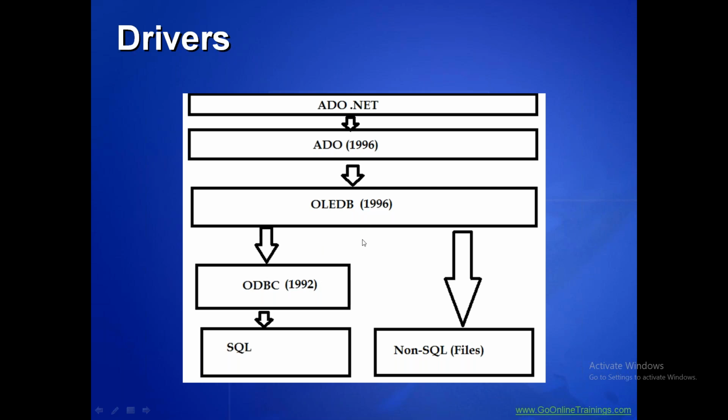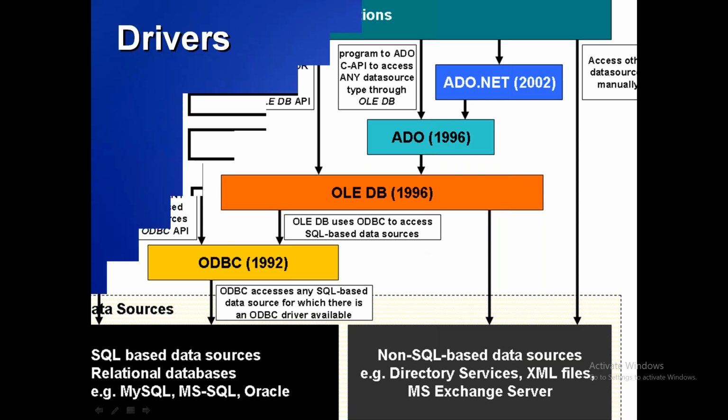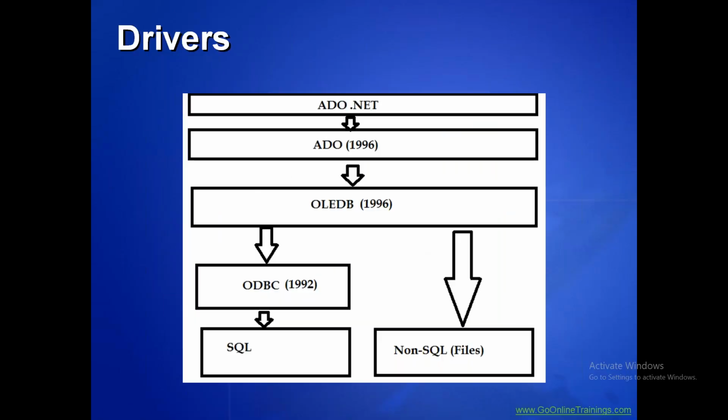The difference you can see clearly: ODBC cannot be used to get data from files. In 1992, ODBC was created for SQL; if you want to read non-SQL data, use OLEDB. On top of that, again, we have ADO and ADO.NET. This is the official model, and this is the simplified model I was talking about. You should know which drivers are available and which driver is used to read data from where. That is very, very important.